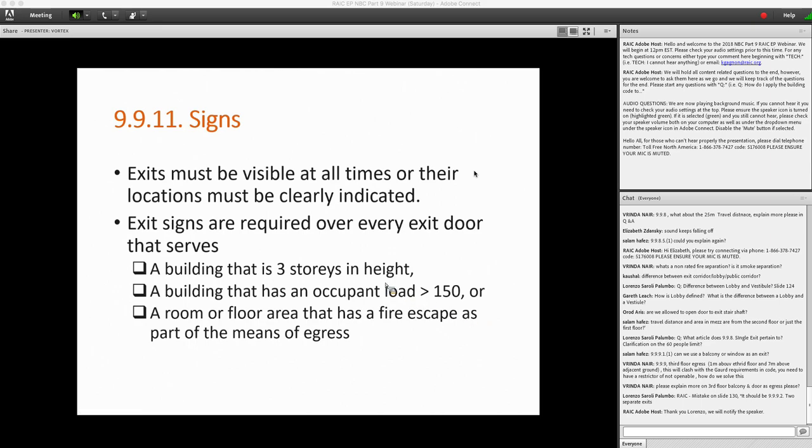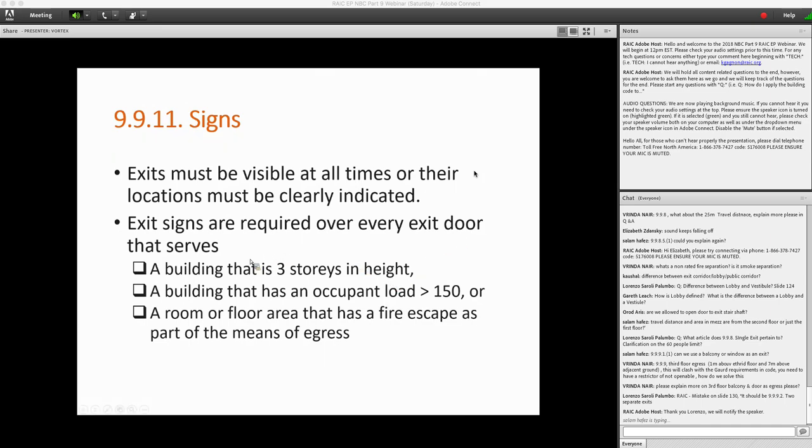Now, lastly, we look at signage for exits that serve a building. So the first thing is that obviously exits must be visible at all times. Okay, and that is why we provide signage. Okay, obviously this is not applicable to a dwelling unit or a house with a secondary suite. So if you read 9.9.11.1(1), this subsection applies to all exits except those serving not more than one dwelling unit or a house with a secondary suite.